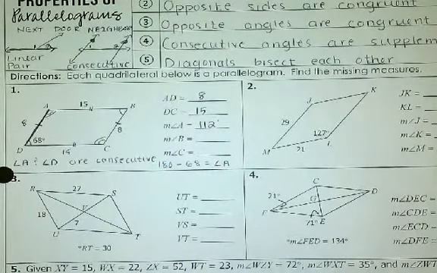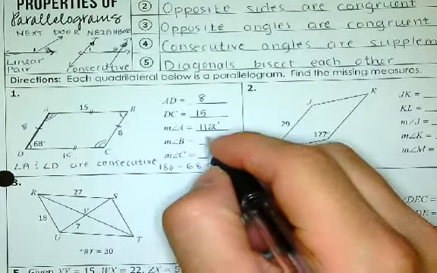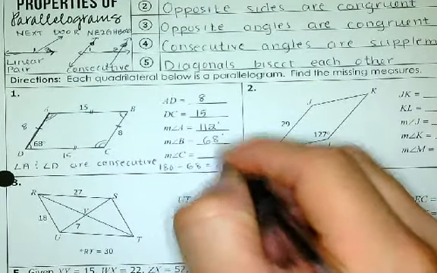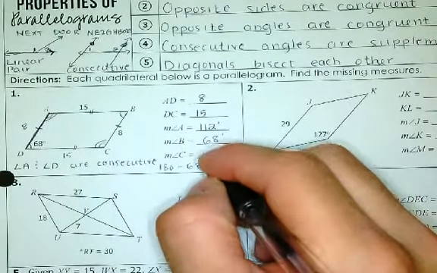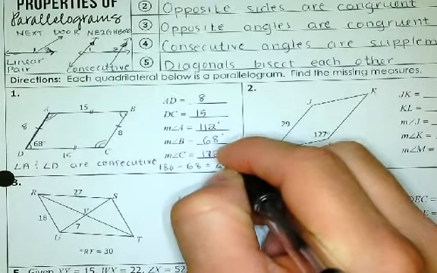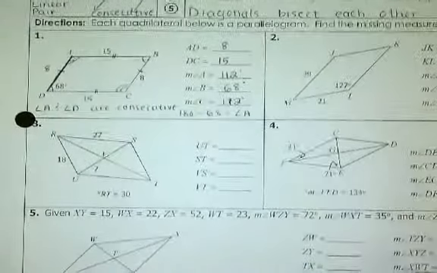Okay, angle B. Angle B is opposite of the 68. That means angle B is 68. Angle C is opposite of A. We found A, it's 112. There we go. That's number 1, ladies and gentlemen. Okay, let's take a look at number 3.